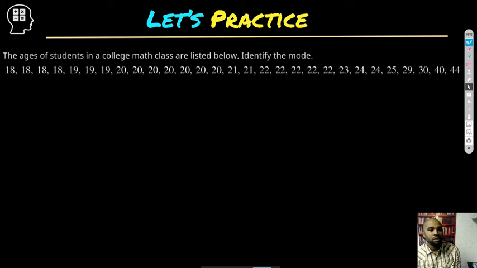So look at the ages of students in the college math class here. So find the mode here. Now these numbers are already put in order. That's a lot of numbers, I know. But can you find the mode? I'll give you a second to do that. Pause it if you need to.